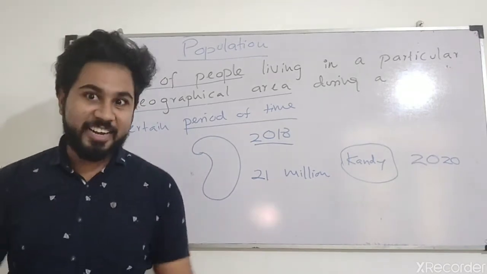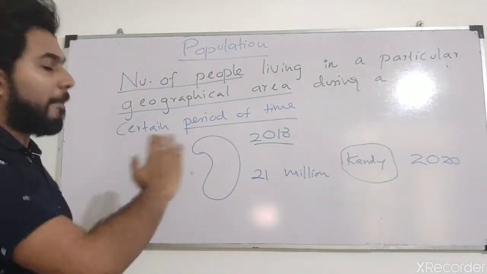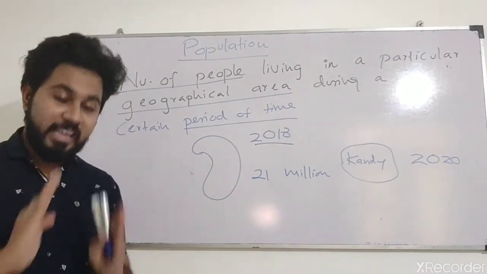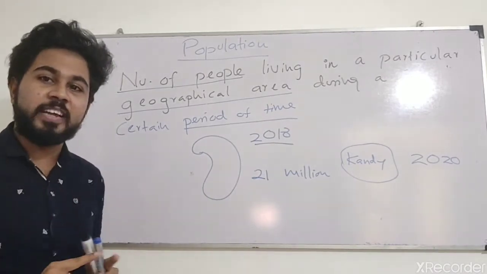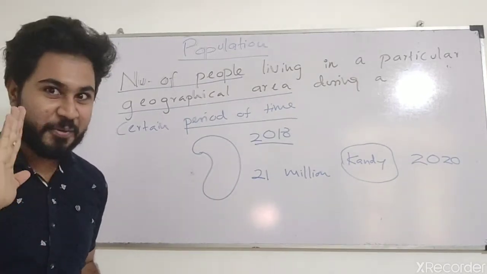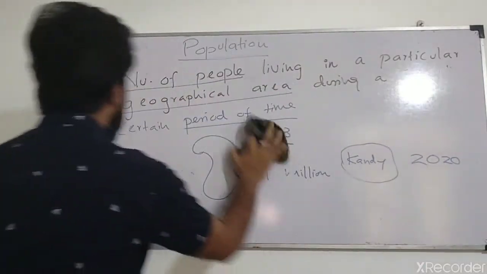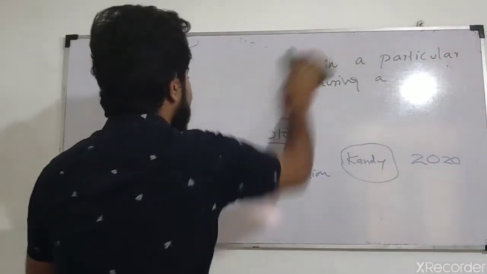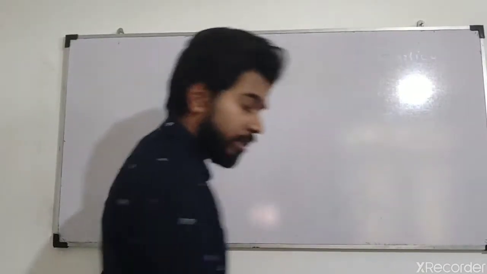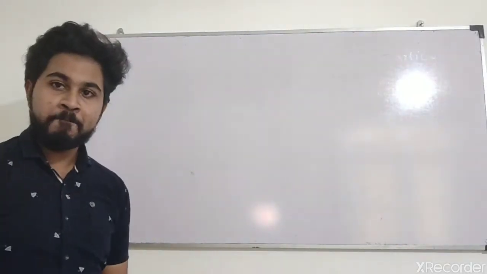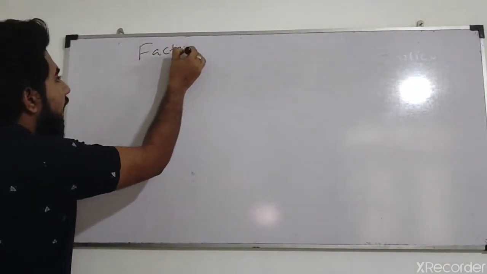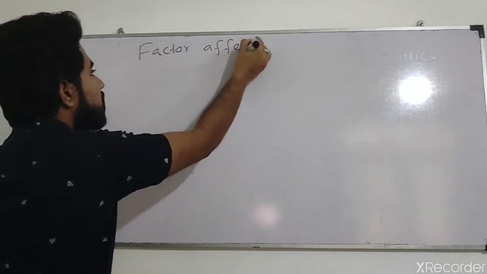Clear? So I think the population concept is very clear for you: the number of people living in a certain geographical area during a specific period of time. Super. Now let's move to the next important part of this population introduction. That is factors that affect population size.